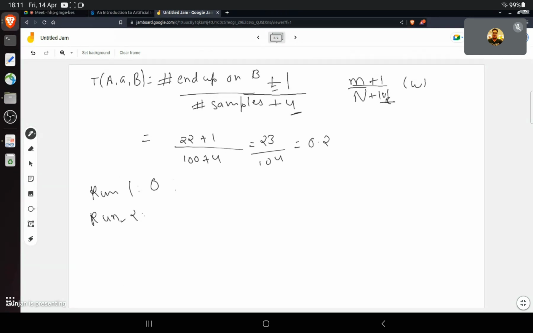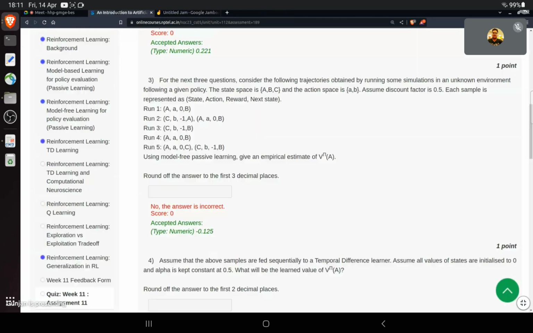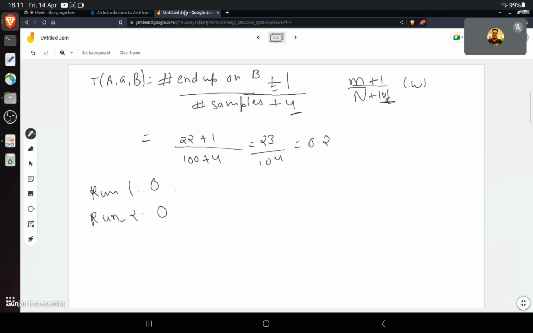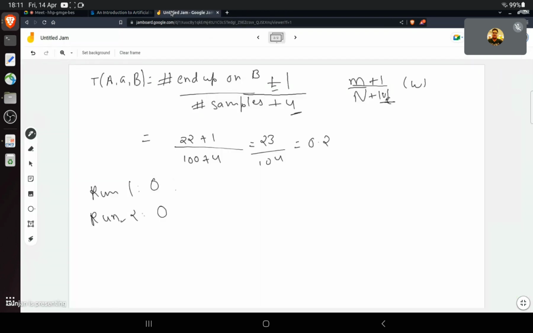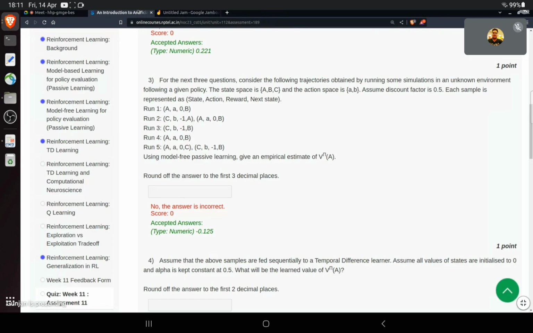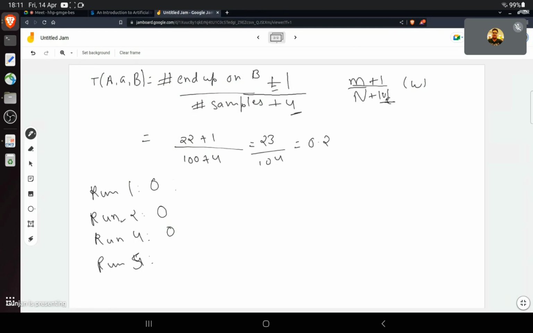So for run one, the total reward that we have is 0. For run two, it is also 0, because the simulation starts from A and then we get to B with the reward 0. In run 3, there is no occurrence of A, so we will not consider this. Run 4, also the reward is 0. And in run 5, we have the reward as 0 plus 0.5 times minus 1, because we have the discount factor as 0.5.